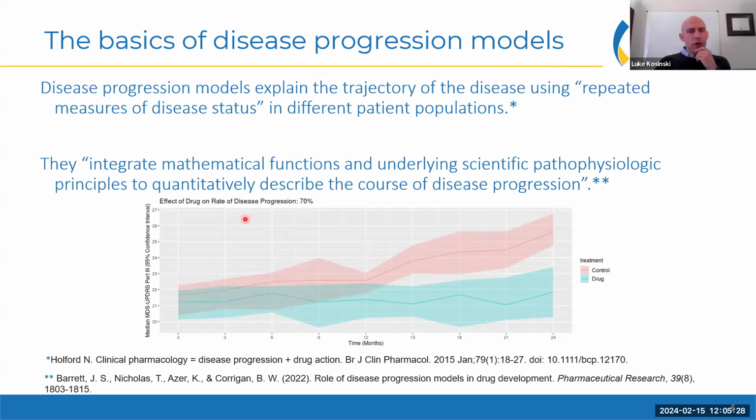And then I also have another quote here from Jeff Barrett and co-authors from 2022, where he said that disease progression models integrate mathematical functions and underlying scientific pathophysiologic principles to quantitatively describe the course of disease progression.